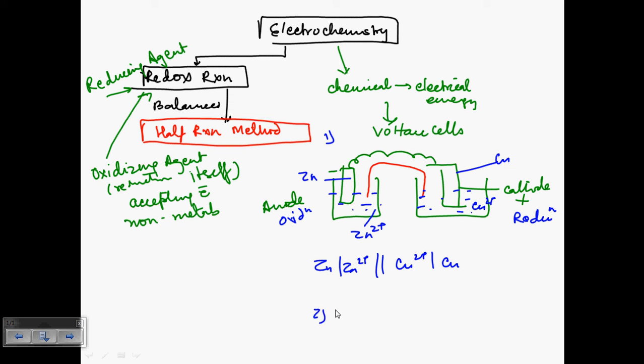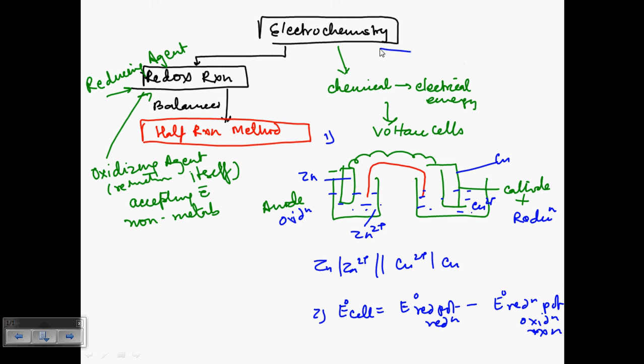To figure out the E0 cell, the cell potential, you take the reduction potential of the reduction reaction and subtract from it the reduction potential of the oxidation reaction. And that's how you get the cell potential for a voltaic cell.